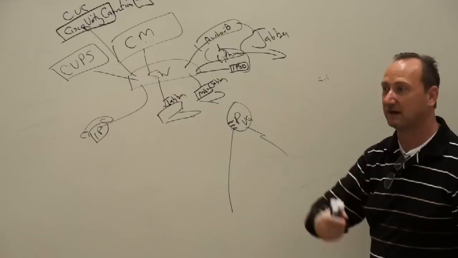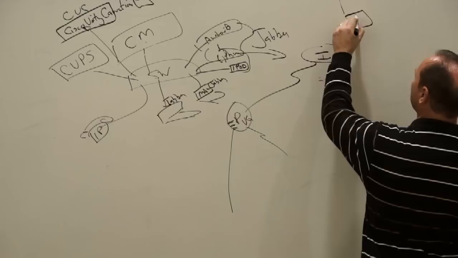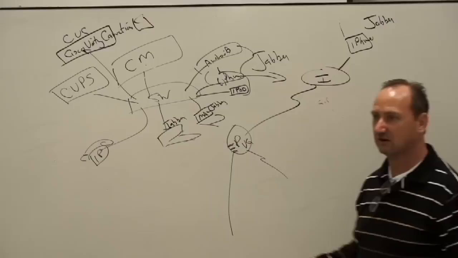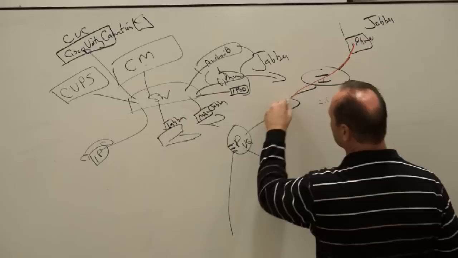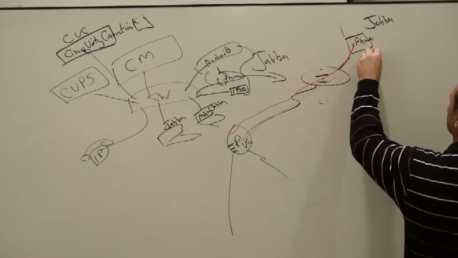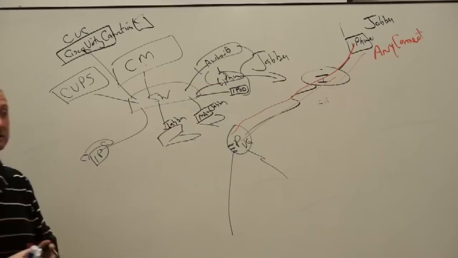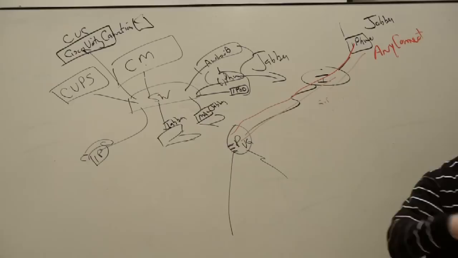So if I take my iPhone out there and I have Jabber running on it, this client has to log back into that server, so we have to create a secure tunnel. That secure tunnel is done by software called AnyConnect. It's an always-on VPN client. It can run on your clients, on PC, Mac, whatever you want.